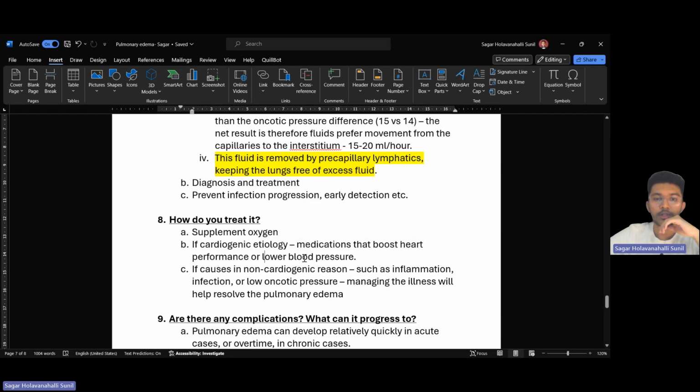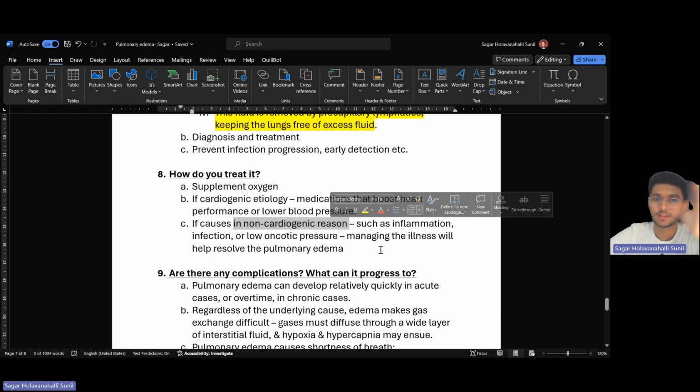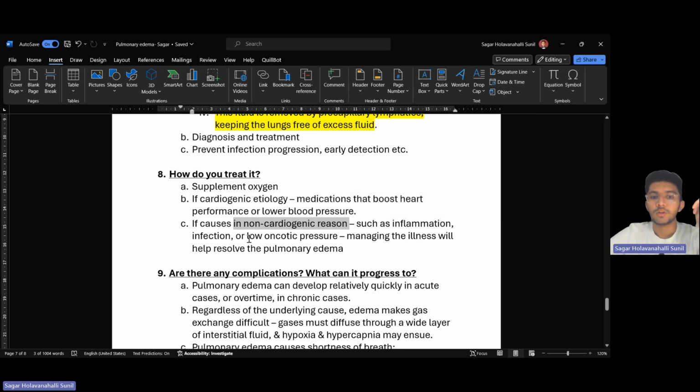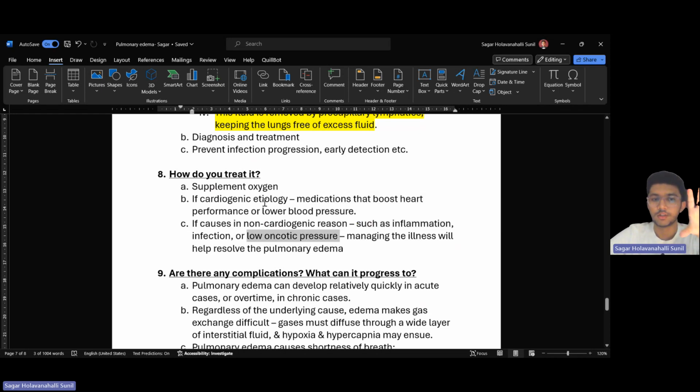And if there's cardiogenic etiology, you can boost the heart performance so the heart starts pumping more. Like there's something called inotropics in pharmacology. They can help in boosting the heart performance. And also you have non-cardiogenic causes such as inflammation, pneumonia, etc. So you can manage this through antibiotics and other medications. And if there's low oncotic pressure, for example due to hypoalbuminemia, you can restore protein concentration in the blood. So there are many other mechanisms, or rather protocols, for managing the illness.